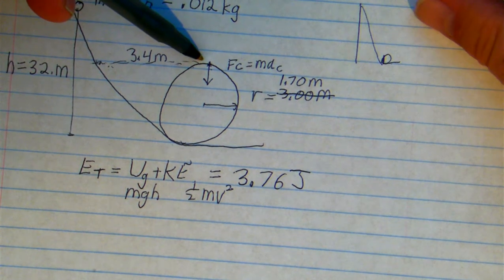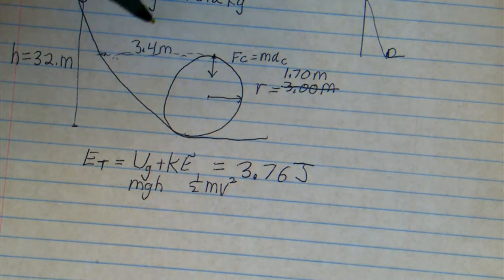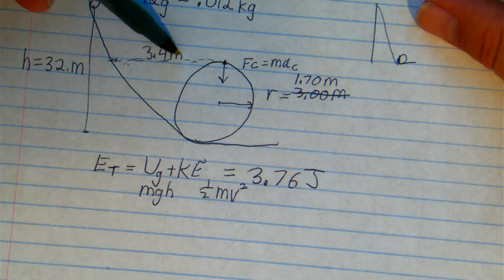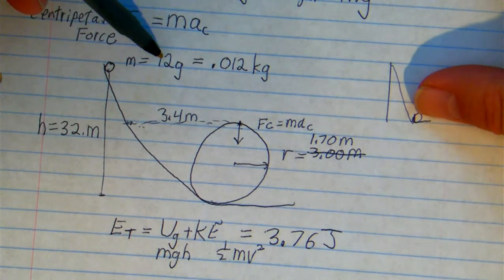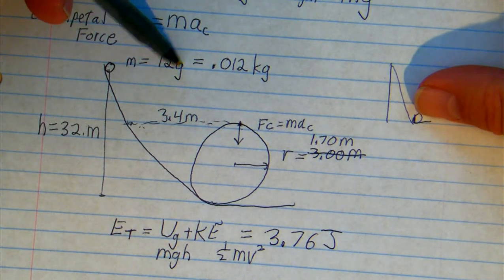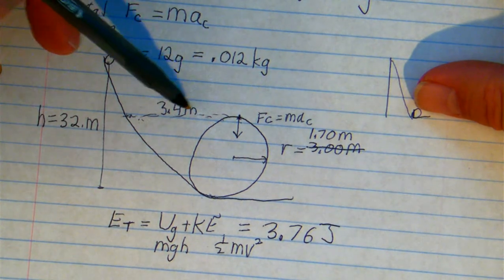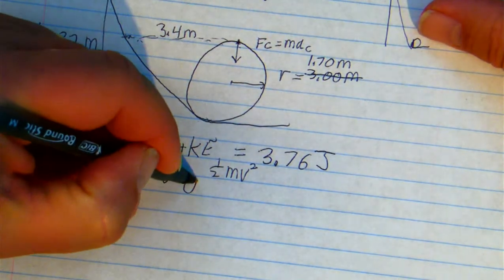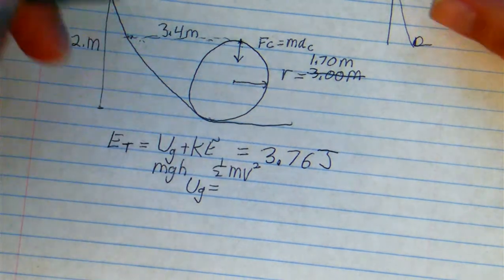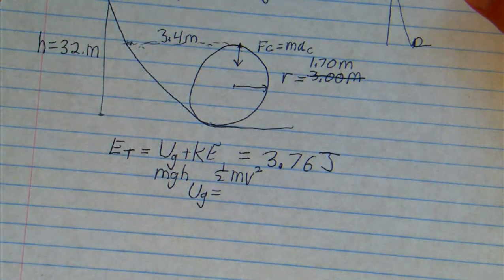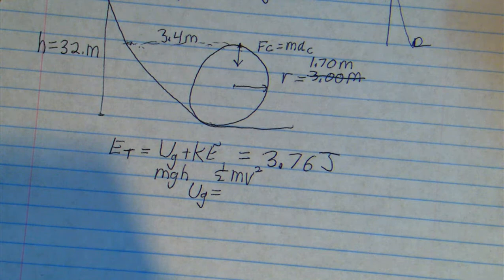Here, do this little calculation. If I were at a height of 3.4 meters above the ground with a 12-gram marble, how much gravitational potential energy would that marble have? Okay, let's just do that calculation. I have a 12-gram marble, 3.4 meters above the ground. How much gravitational potential energy would that marble have?